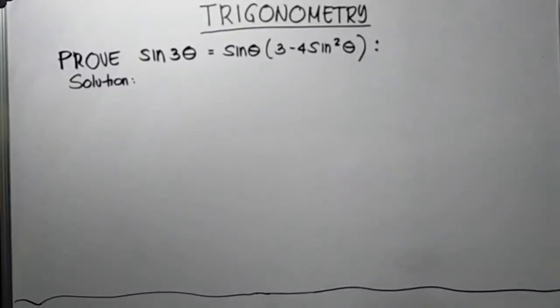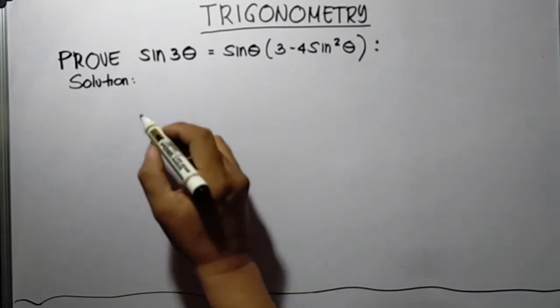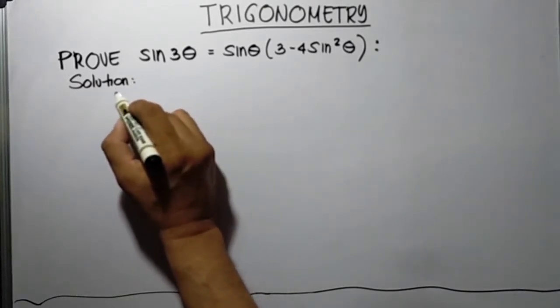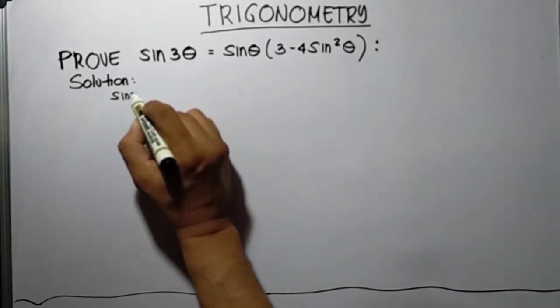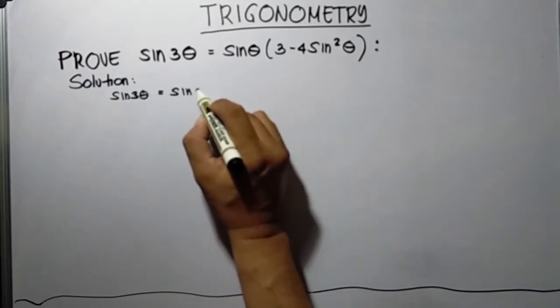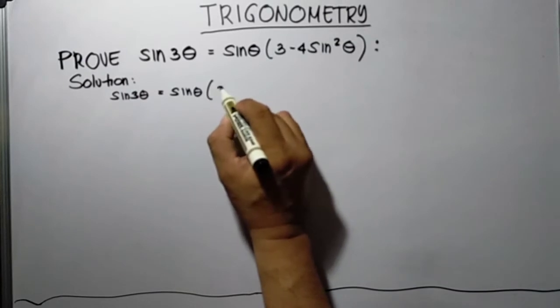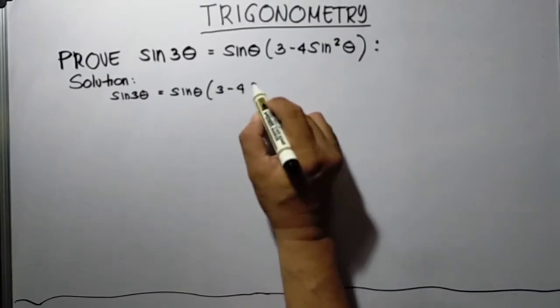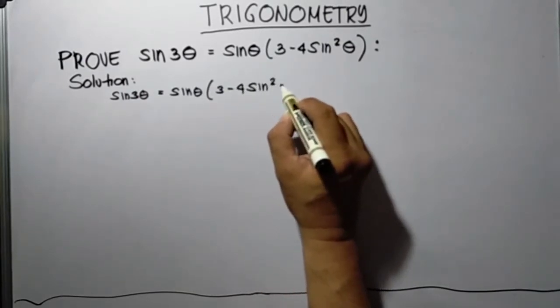Hello, for today we'll discuss trigonometry. Prove sine 3 theta is equal to sine theta (3 minus 4 sine squared theta). So first, we'll write the problem. So sine 3 theta is equal to sine theta (3 minus 4 sine squared theta).